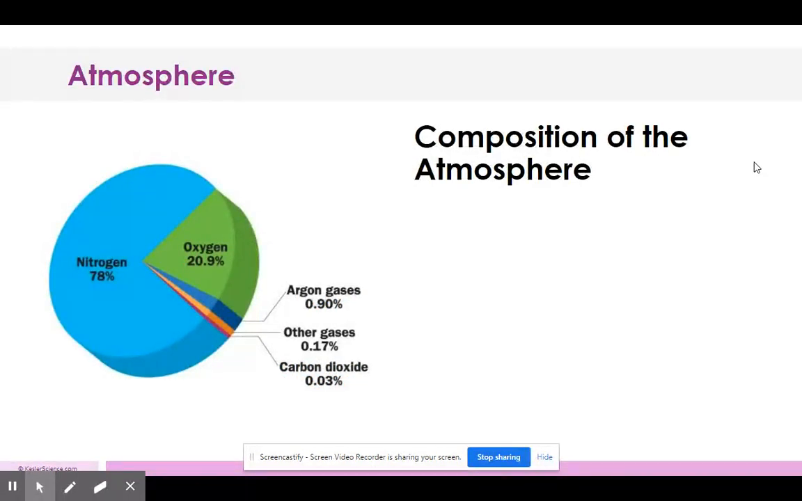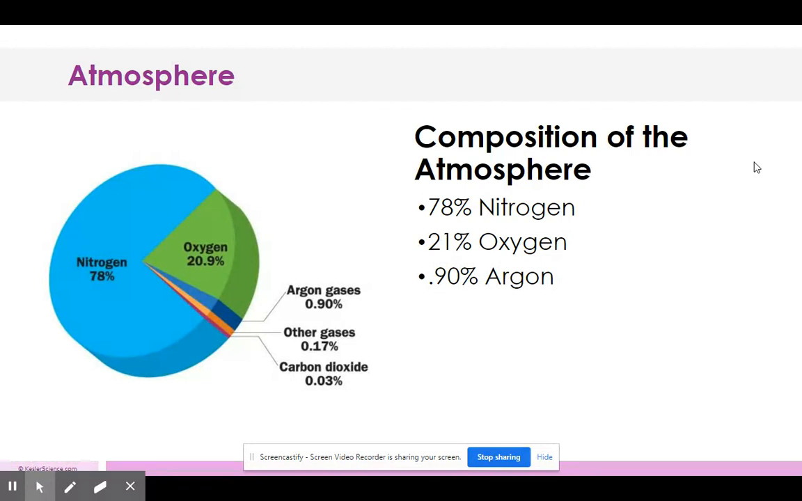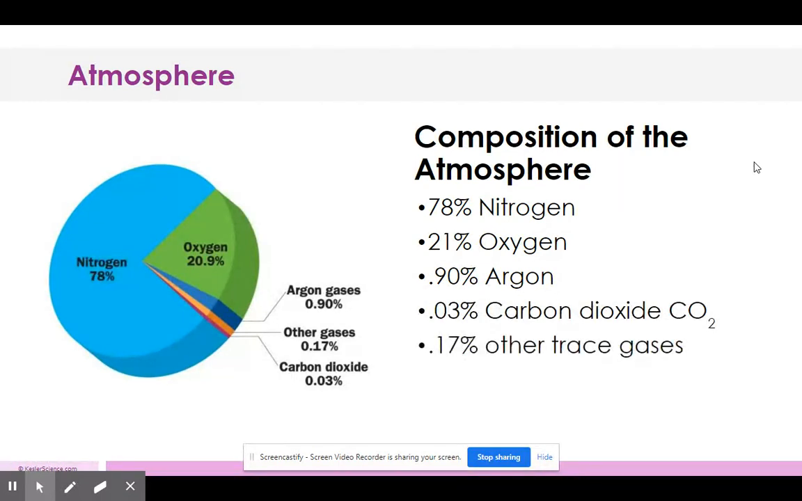Composition. Composition just means what it's made of. So let's talk about what the atmosphere is made up of. 78% nitrogen, 21% oxygen, 0.9% argon, not even a whole percentage point, 0.03, 3/100ths, carbon dioxide, and 0.17 trace gases. Trace means a very small amount. Abundant means a lot. Trace means a little. And those trace gases include neon, methane, krypton, and hydrogen.